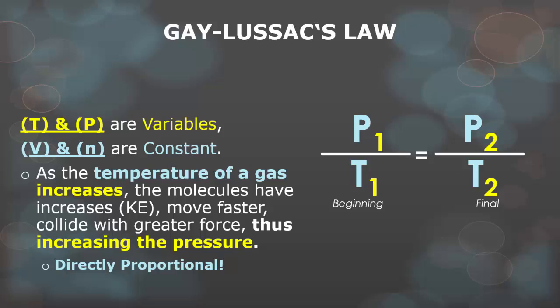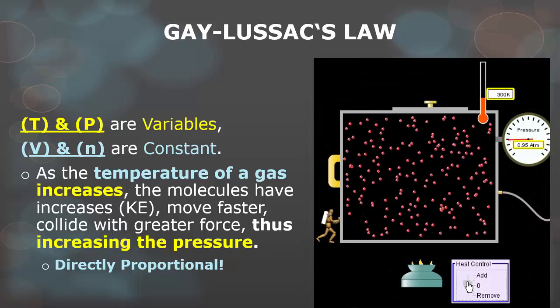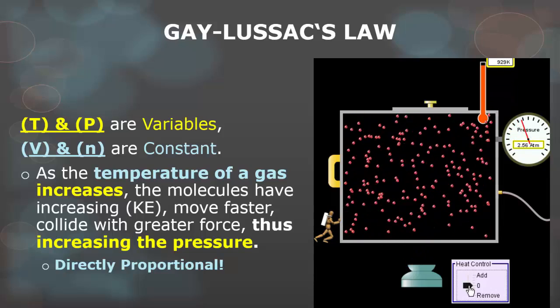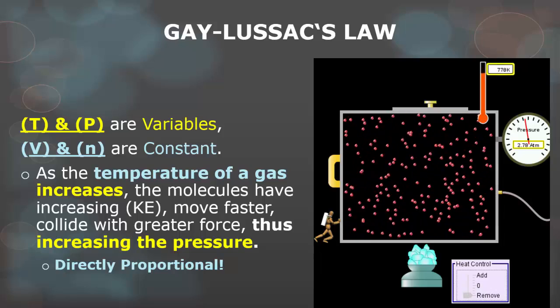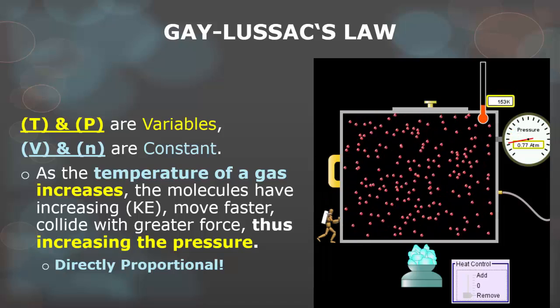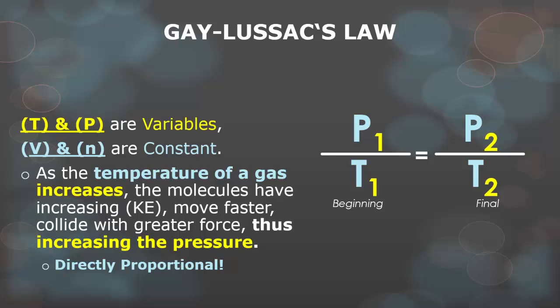Gay-Lussac's law is a little different. Instead of relating temperature to volume, we're going to now relate temperature to pressure, and those are going to be our variables. Now we're going to hold volume and the number of moles constant. As the temperature of a gas increases, the molecules have increasing kinetic energy, which means that they're moving faster. They're colliding with greater force, thus increasing the pressure. Again, another direct proportion. So if you increase the temperature, you're going to become more pressurized. And if you decrease the temperature, you'll have less pressure.